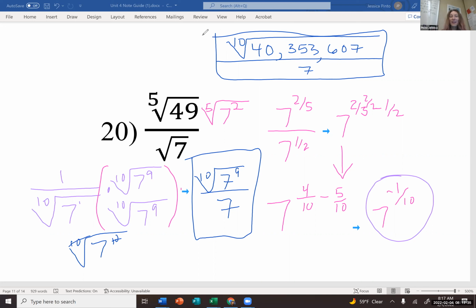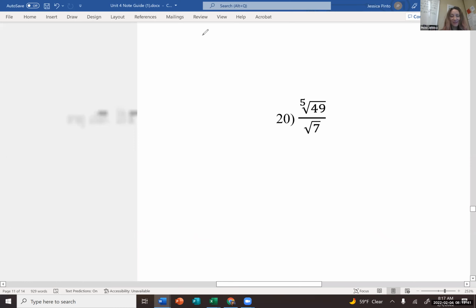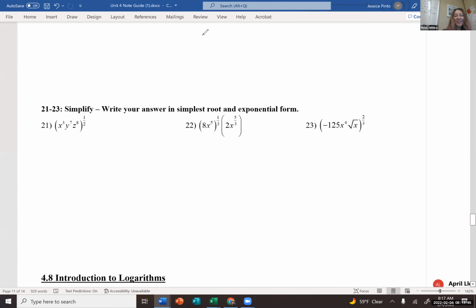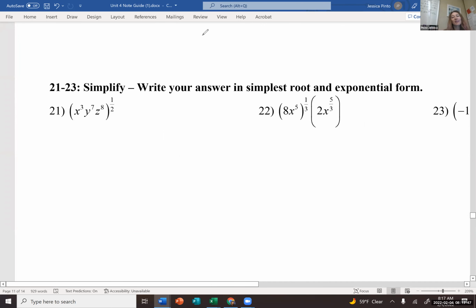All right, we did a great job. Do we have a few more to go through? Yes, we do. So now, yay, just the last 3. So now we're going to write these in simplest root and exponential form. Okay.